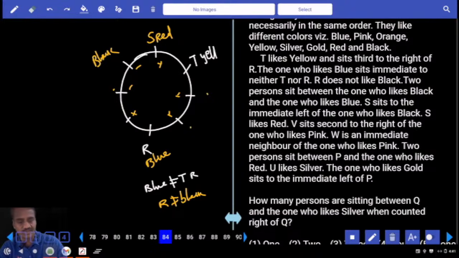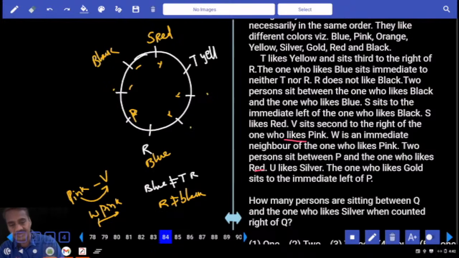Then V sits second to the right of the one who likes pink. Now W is an immediate neighbor of the one who likes pink. Now W and pink are adjacent to each other. And 2 persons between P and Z. Now between P and Z, how many? There must be exactly 2 persons.